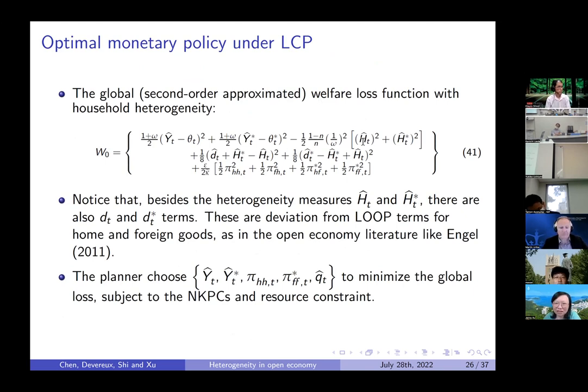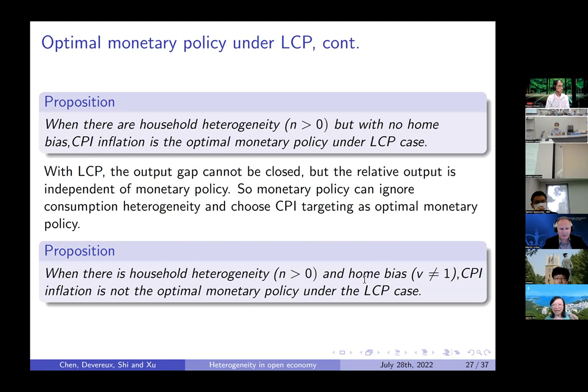Again, we are going to see that there will be heterogeneity terms, but like in the standard local currency pricing model like Engel 2011, because of the LCP, we have deviation from the law of one price, DT. So this DT term is also going to show up in the welfare loss function. The planner is going to choose the output gap, inflation, and terms of trade to minimize the global loss function subject to the NKPC. I'm not going to write it here. And the result is that when there is household heterogeneity but without home bias, CPI inflation is still the optimal monetary policy, the same as in the model without household heterogeneity.